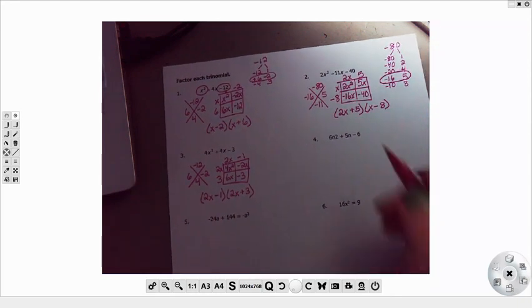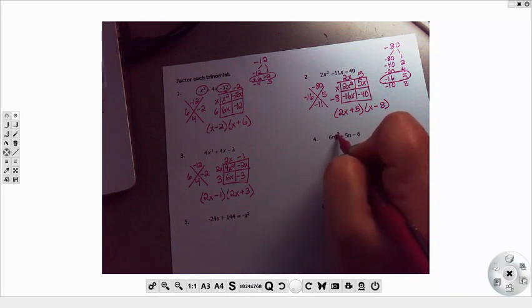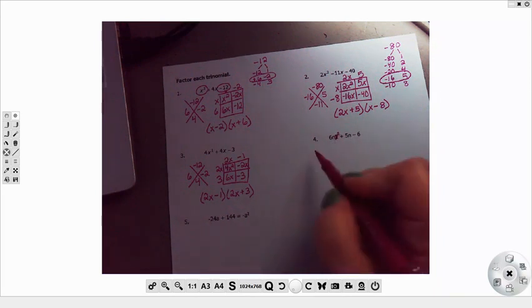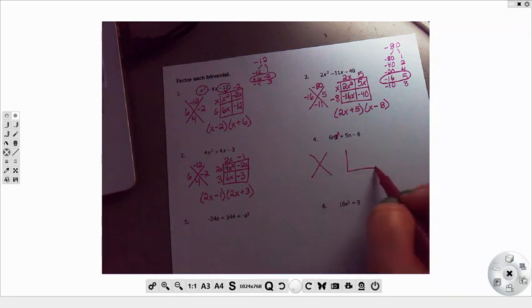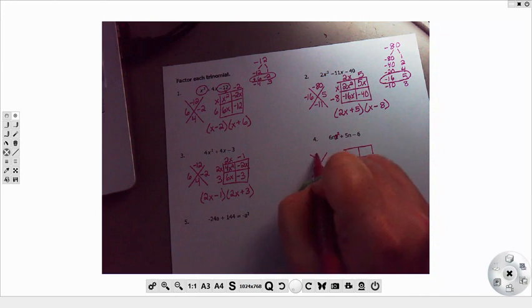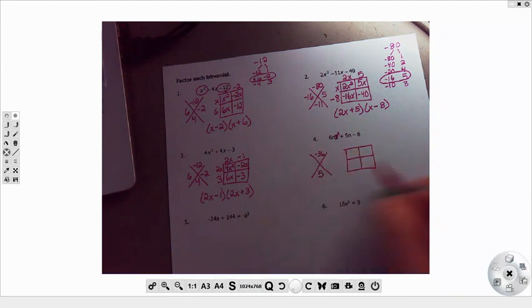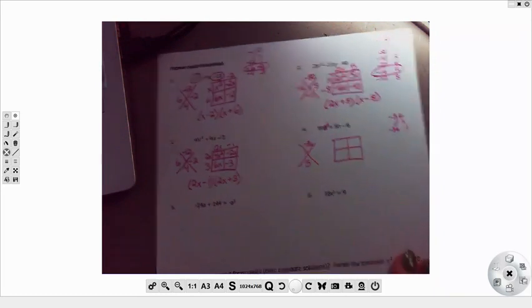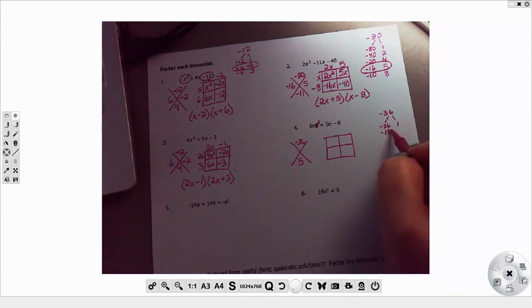All right, number 4, this should be a squared, not a big 2. So let's Xbox it. 6 times negative 6 is negative 36. 5 goes on the bottom. All right, so let's think about negative 36. That's negative 36 and 1. That's negative 18 and 2. Negative 12 and 3. Negative 9 and 4. And negative 6 and 6.